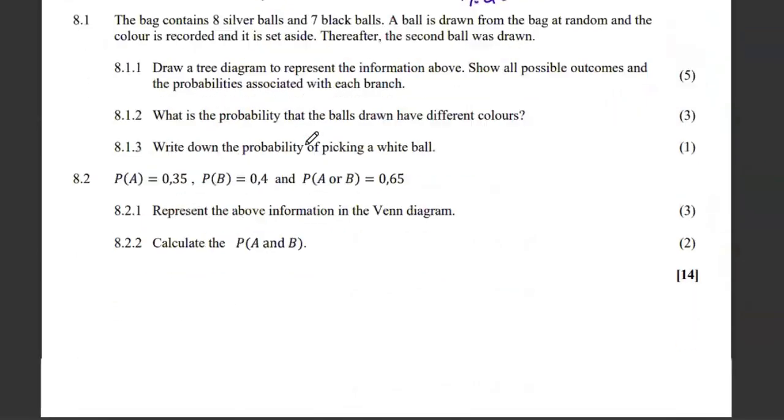All right, question number 8, which is probability. They're telling us that a bag contains 8 silver balls and 7 black balls. A ball is drawn from the bag at random and the color is recorded and it is set aside.